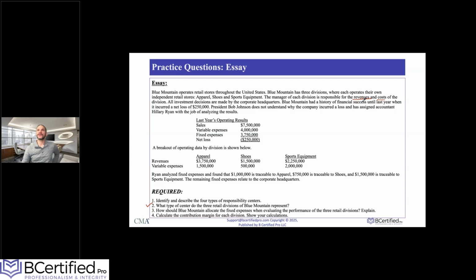Blue Mountain has a history of financial success until last year when it incurred a net loss of $250,000. President Bob Johnson does not understand why the company incurred the loss and has assigned accountant Hillary Ryan with the job of analyzing the results. So we have all of this information. Now, also we have revenue and variable expenses. If I subtract those two, I get the contribution margin of apparel, contribution margin of shoes, and contribution margin of sports equipment. I already answered number 4, as easy as that. I'm still missing number 3.